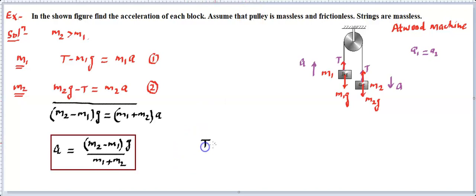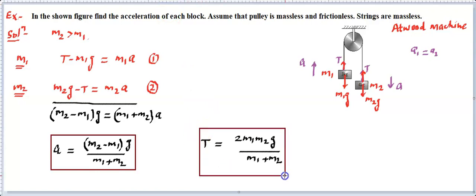Check whether you are going to find the value of T as 2 times m1 m2 g divided by (m1 plus m2). I have written this directly. What you need to do is put the value of a in either of the two equations, simplify for T, and you'll find this expression for T. These two formulas both become very, very important to save your time. Whenever there is a pulley system like this Atwood machine, you can use them directly. m1, m2 will be given to you and they will give you the answer.